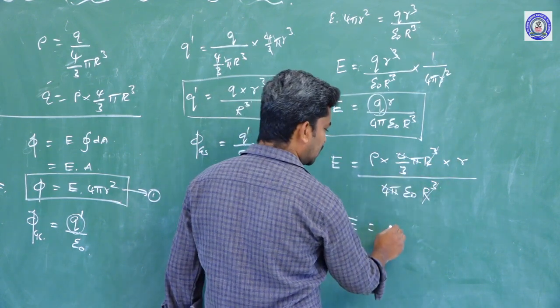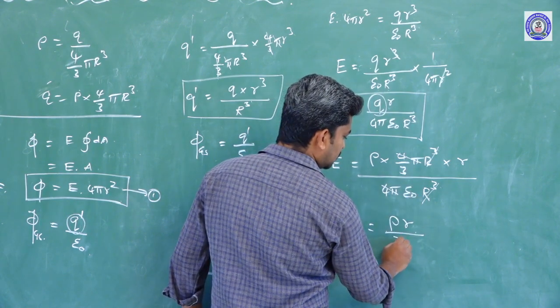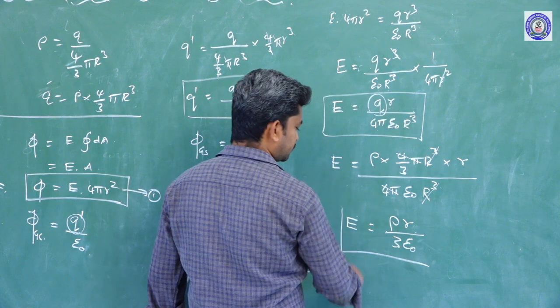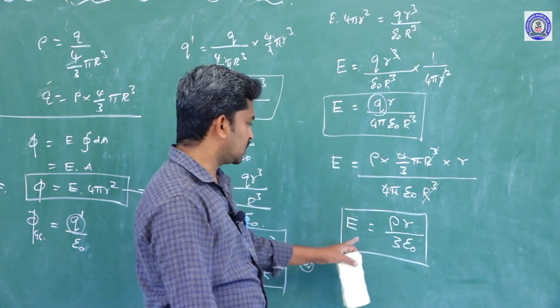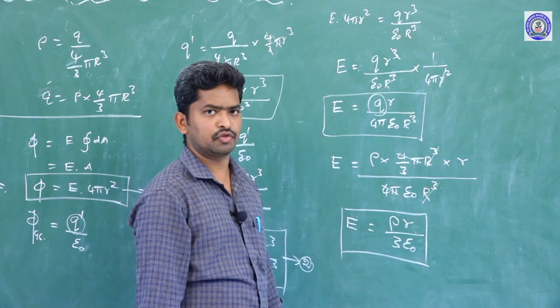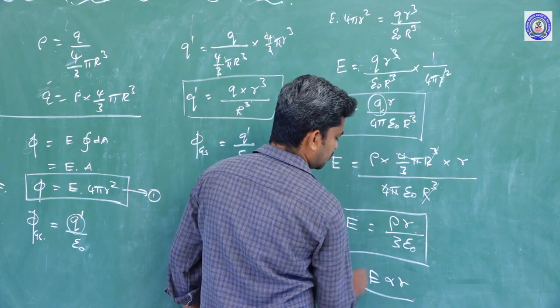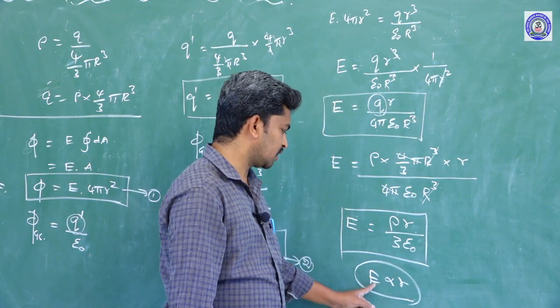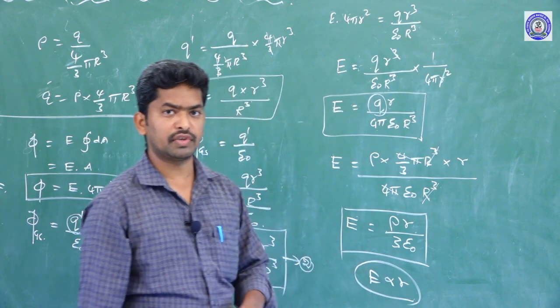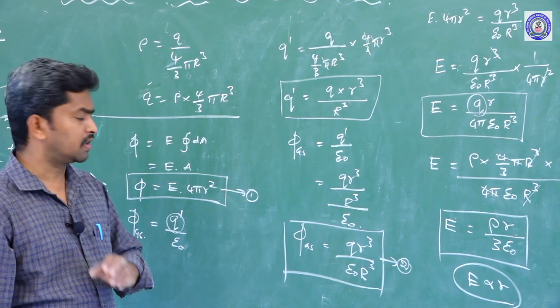So, the remaining value is rho r divided by 3 epsilon naught. This is another form of the electric field equation. E is equal to rho r divided by 3 epsilon naught. It is a very important one. E is directly proportional to r, which means as the r value increases, the electric field also increases inside of the uniformly charged non-conducting sphere.